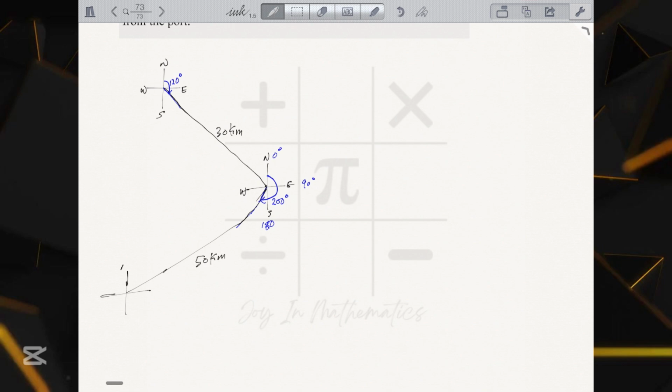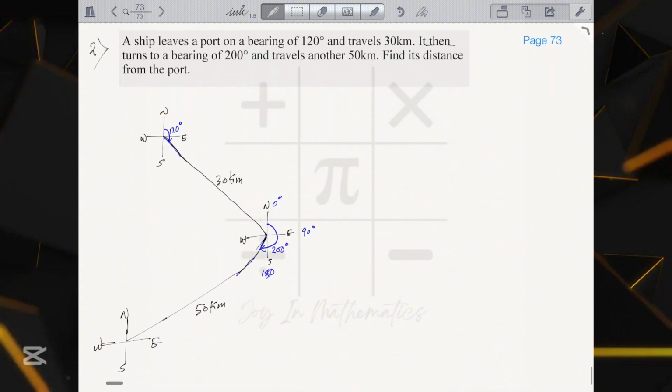Likewise, we'll have north, south, east, and west. And the question now says find its distance from the port. So we are assuming this is the stopping point. Let's call it end point. And this is the starting point. So we are looking for the distance from the starting point to the end point, x. Now, to really be able to solve the question, we have to be able to use the bearings to get the angles in the triangle. So let's begin with this.